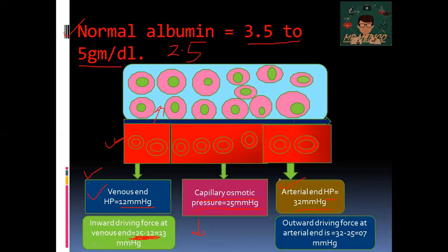While at the arterial end, the hydrostatic pressure is 32 millimeter of mercury and the capillary osmotic pressure is 25 millimeter of mercury. The difference is 7 millimeter of mercury. This 7 millimeter of mercury, the net hydrostatic pressure at the arterial end, is responsible for pushing the fluid into the interstitial spaces.